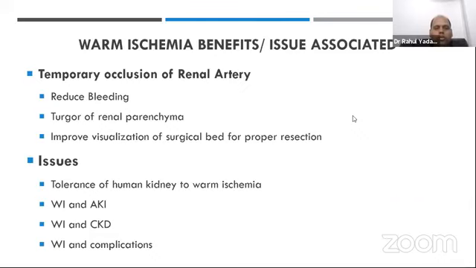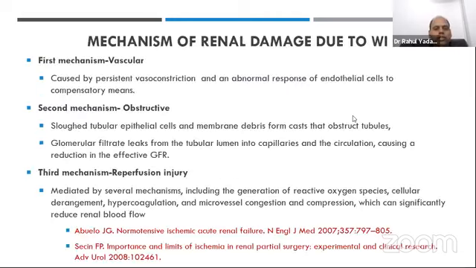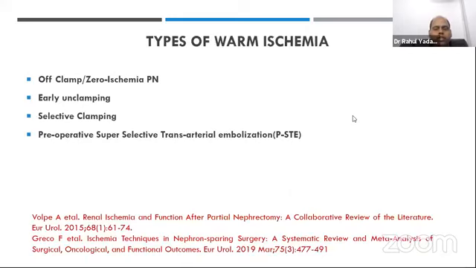We all know the benefit of a temporary occlusion of the renal artery. It reduces bleeding, rigidity of renal parenchyma is reduced, and it improves visualization. Issues with warm ischemia: we don't know exactly the tolerance of the human kidney to warm ischemia. The association with AKI, CKD, and complications. We all know the mechanism of renal damage. Initially it's vascular, then obstructive, then reperfusion.